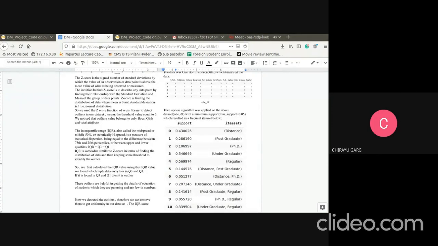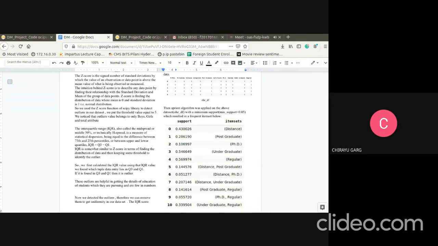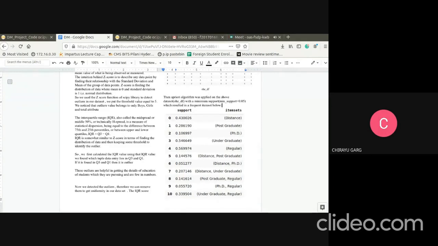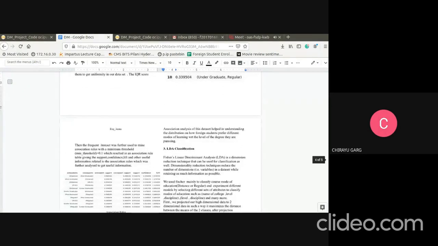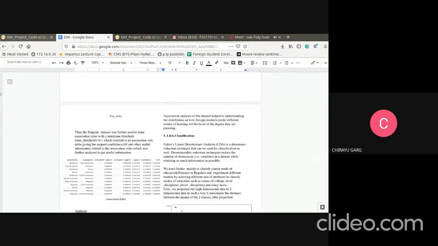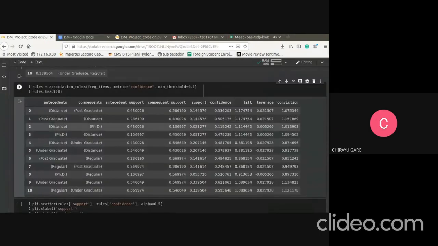These frequent item sets were further used with a minimum threshold value of 0.1 to obtain association rules. So here are the association rules. Each association rule has its support and confidence value next to it, which can be used to analyze how the level is distributed according to the course mode.